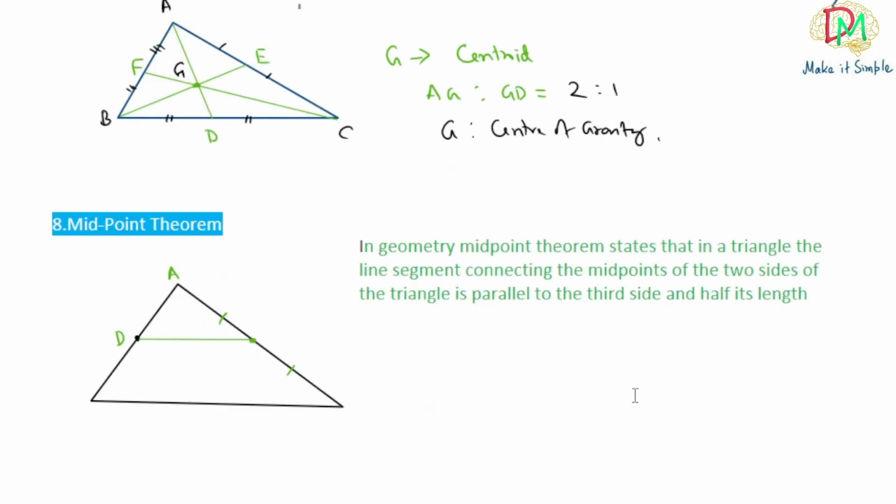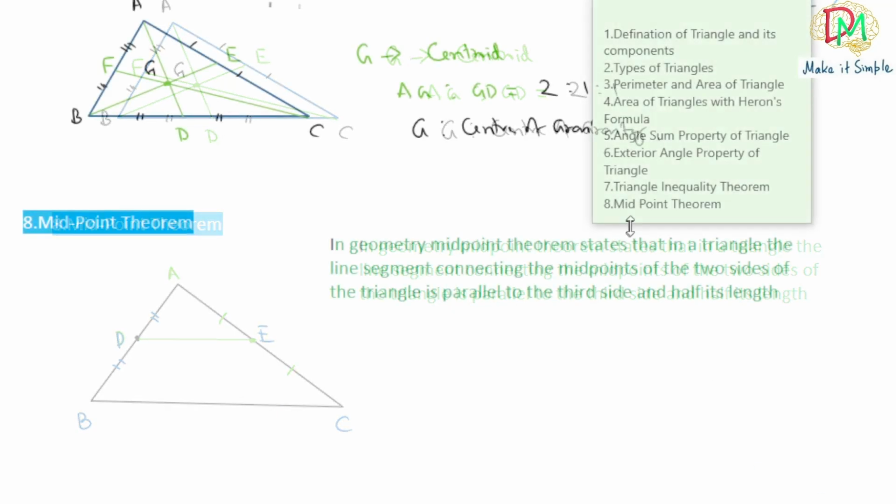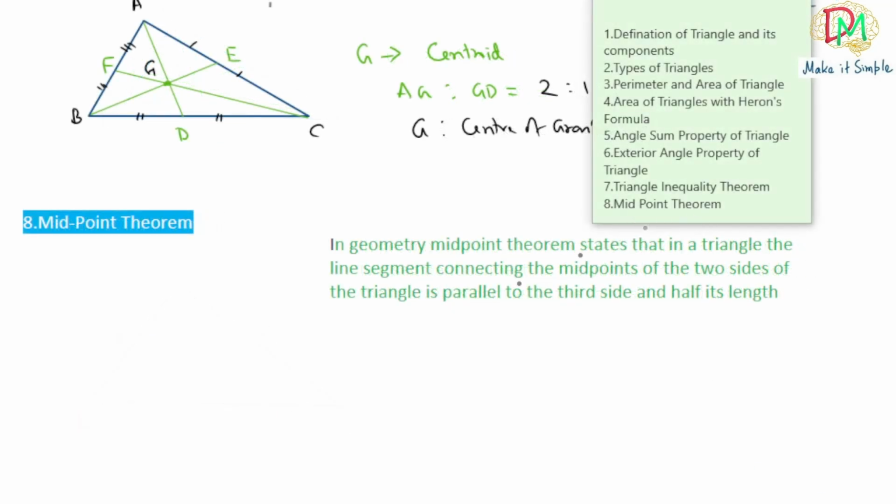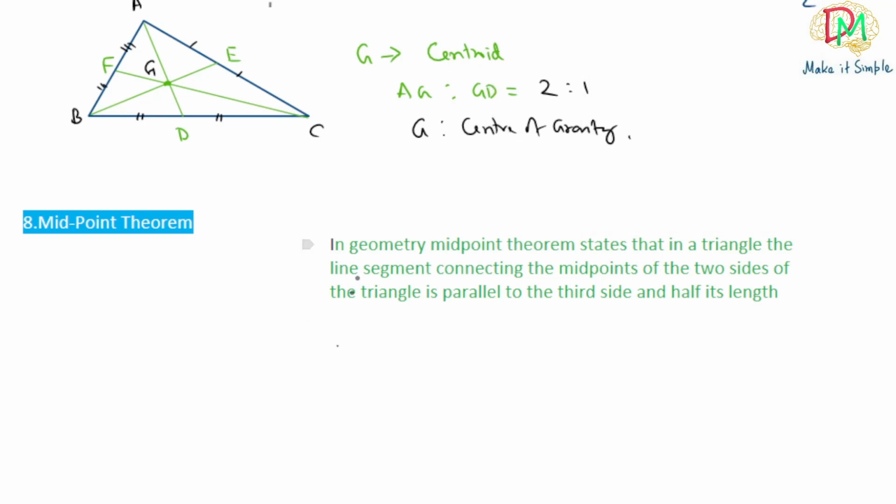Next we learn the midpoint theorem. So what is the midpoint theorem? In geometry, the midpoint theorem states that in a triangle, the line segment connecting the midpoints of two sides of the triangle is parallel to the third side and half of its length. So let's understand this theorem with an example.